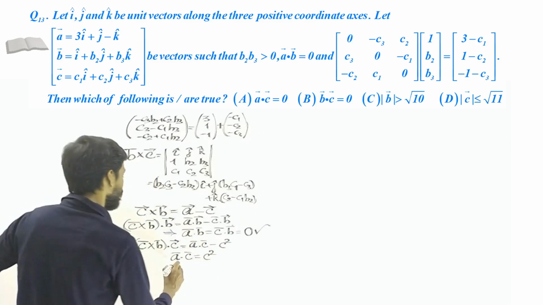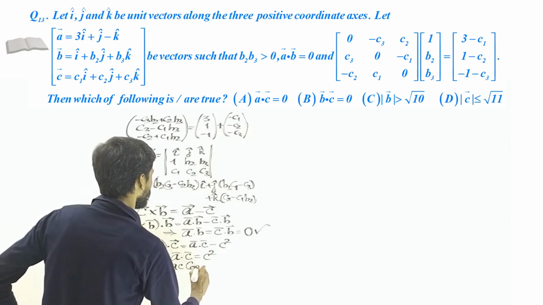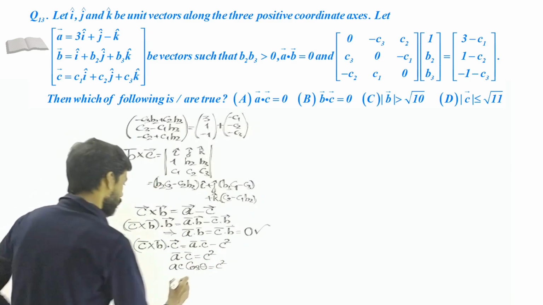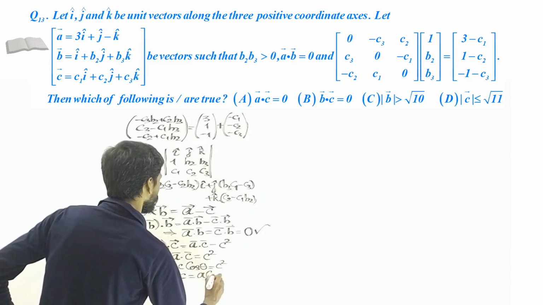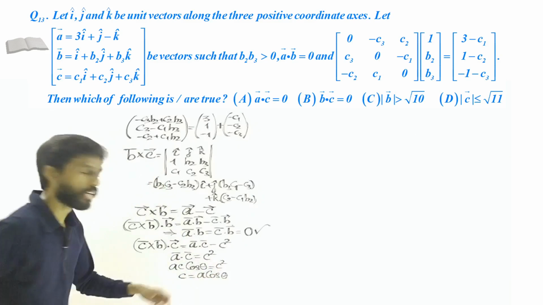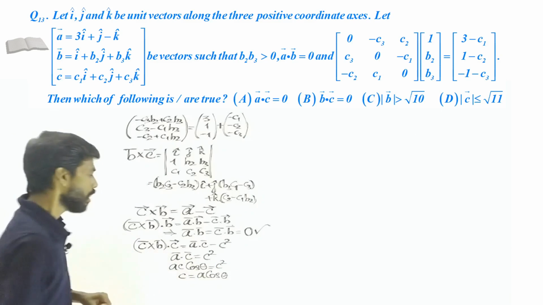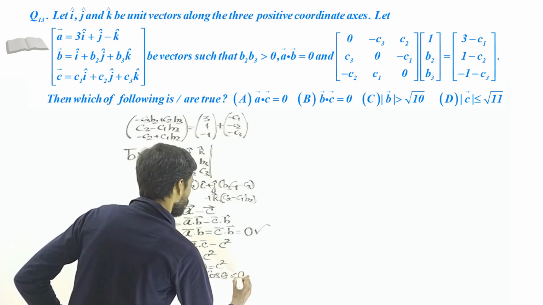Now what is A dot C? That is AC cos theta, where the angle between A and C is theta. So if you cancel C, we get C equal to A cos theta. But A cos theta is less than or equal to A, right? Because cos theta is less than or equal to 1. So A cos theta is less than or equal to A.